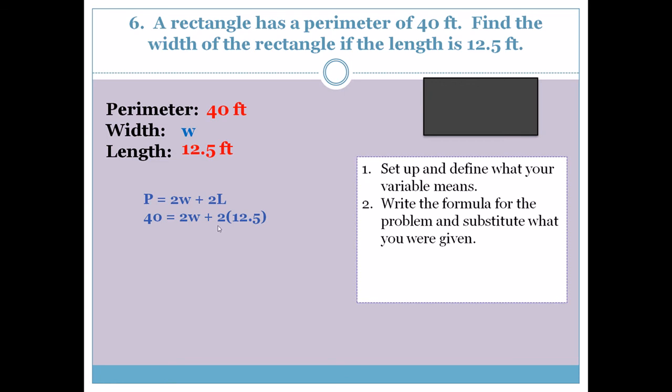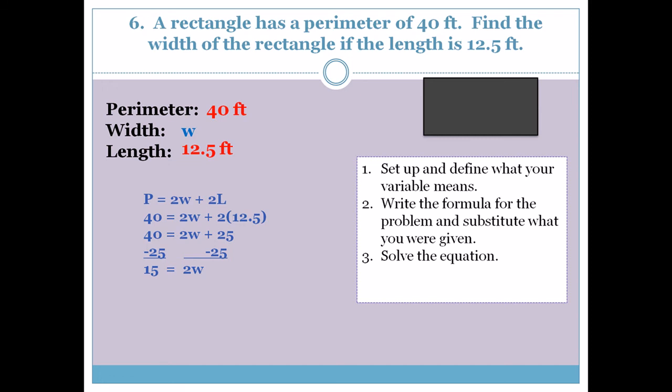So we've substituted in. Let's go ahead and solve the equation. So what do you do first? That's right. 2 times 12.5 is 25. Now what? I know, subtract 25 from both sides, and 40 take away 25 is 15 equals 2W. And now are you like going, wait, something's wrong. It doesn't go in evenly.